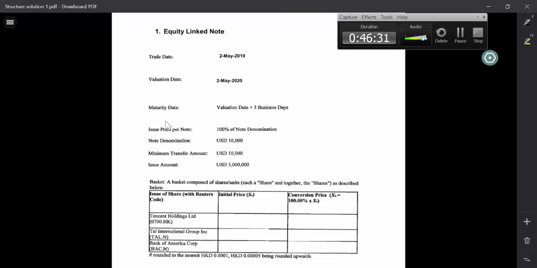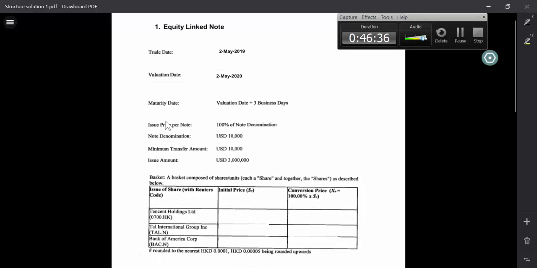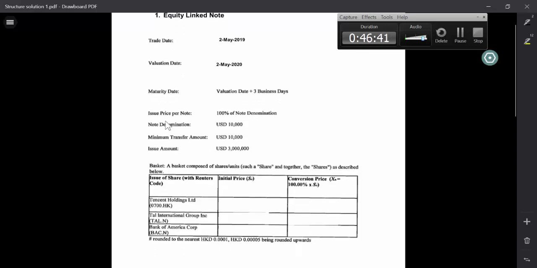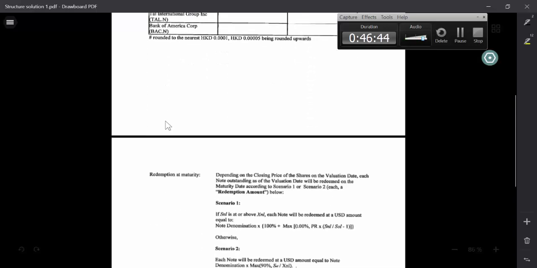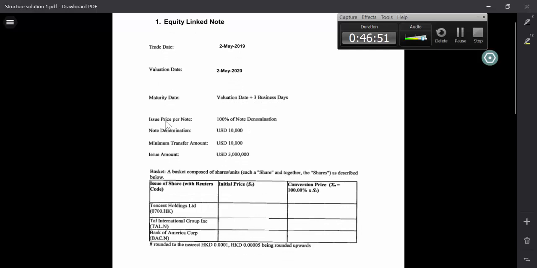Okay, but this one is an equity linked note. Now, it's only 2 pages, and these are actually very popular products out there. I have seen hundreds of examples, and this is one of them. Now, let me just take you through it.